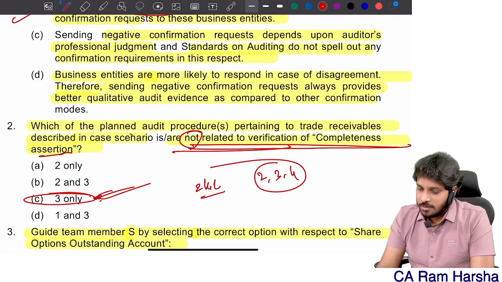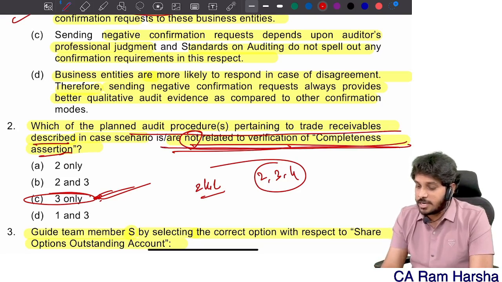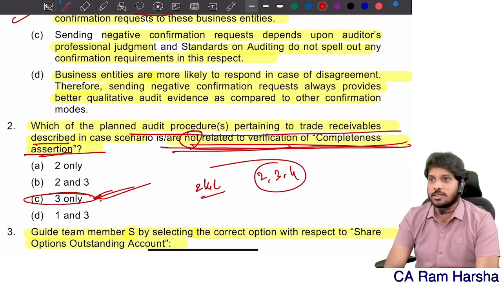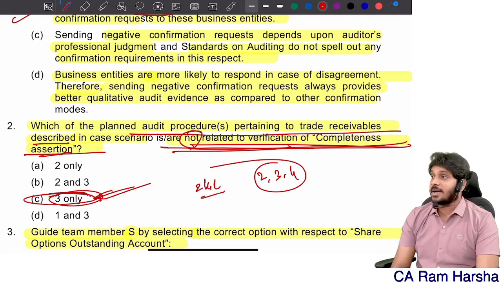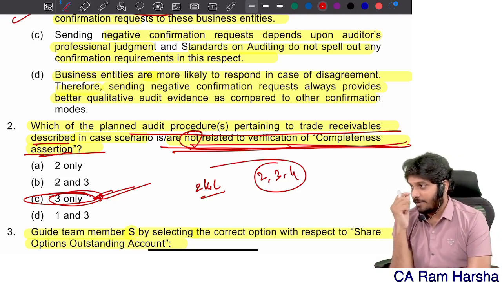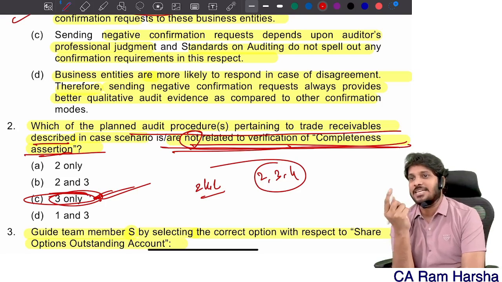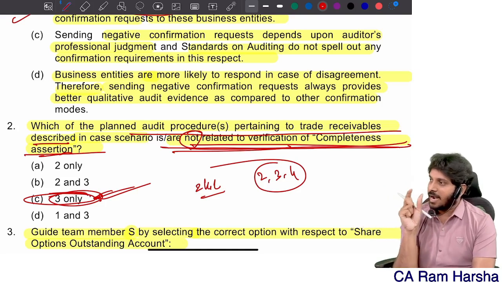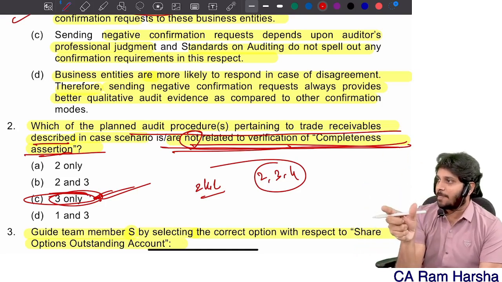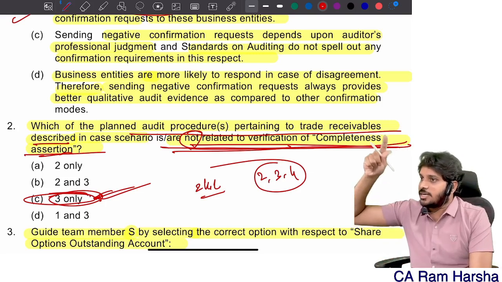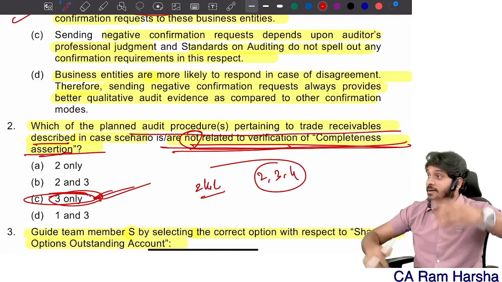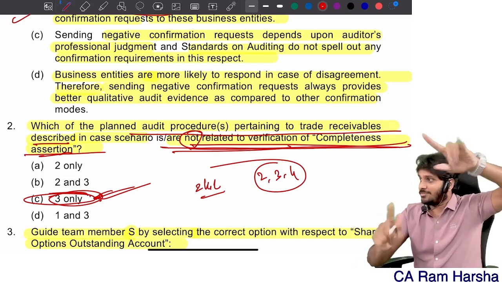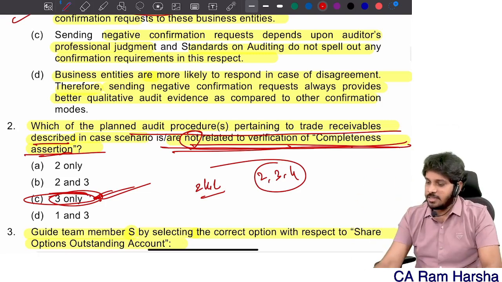Correct? Which of the procedures related to trade receivables are not related to verification of completeness assertion? The answer is 2, 3, 4. All the 3, technically speaking. Assuming the company is following electronic accounting, where a bad debt will be recorded only when the sale is recorded. Sale is recorded means trade receivable is recorded. Then bad debt will come only if trade receivable is recorded. Can I verify bad debt to see whether sale is recorded, trade receivable is recorded? No. Completeness means whether all the trade receivables are recorded. For that, will I verify bad debts register? No.